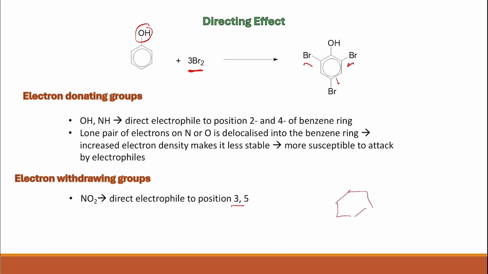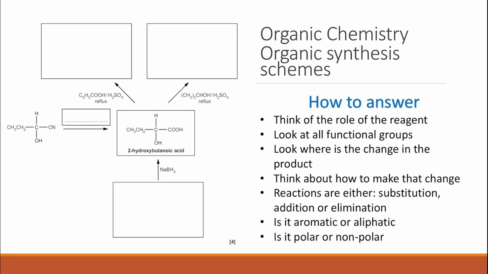Organic chemistry, synthetic schemes: you're going to have these flow charts, one or two of these flow charts in your exam with missing reagents and missing products. How can we answer these types of questions? First of all, you need to think of the role of the reagent, and then look at the functional group, look where the change in the product is, and think about how to make that particular change.